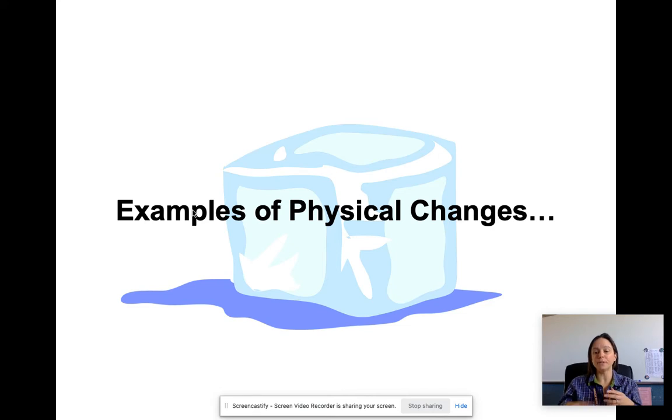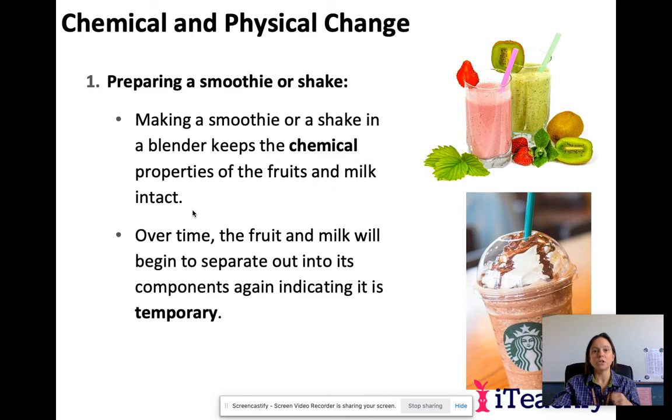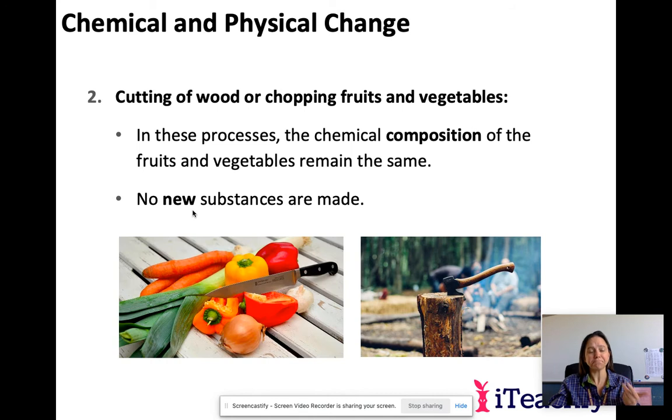So, examples of physical changes. When I'm making a smoothie or shake, all I'm doing is making those fruits and vegetables really teeny and mixing them in with milk. All of those things are still the fruit that you started with, the milk that you started with. Over time, if you let your coffee or smoothie sit, you can actually see the components separate naturally.